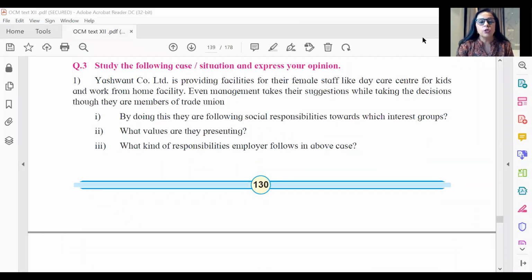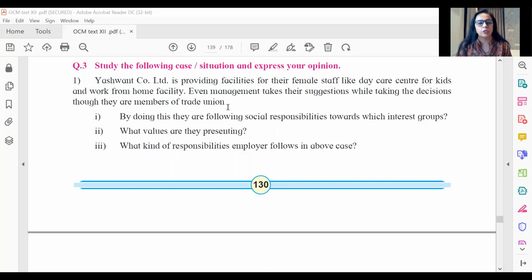We now are on the 6th chapter. We see the case study here on page number 130 in your textbook. Mr. Yashwant Company Limited is providing facilities for their female staff by giving a daycare center for their children and work from home facility. Also, management takes suggestions while taking decisions, though they are members of the trade union. So their workers are a part of the trade union, but they still are welcoming their suggestions. So this is how the case has been presented.